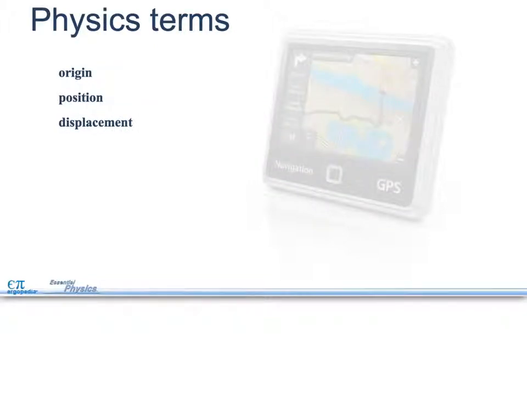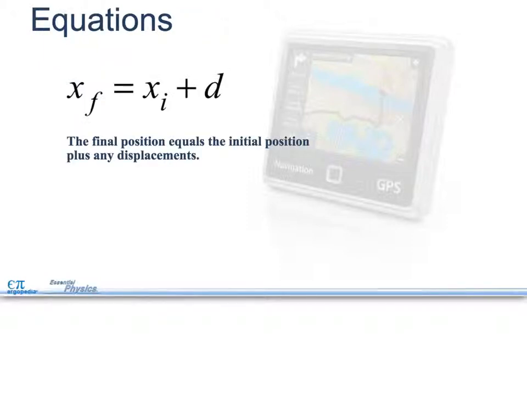All right, physics terms for this one: origin, position, and displacement. Not very many. All right, equations. This is the displacement equation. xf will be your final position, is equal to xi, which is your initial position where you start from, plus whatever distance you traveled. The final position equals the initial position plus any other displacements.